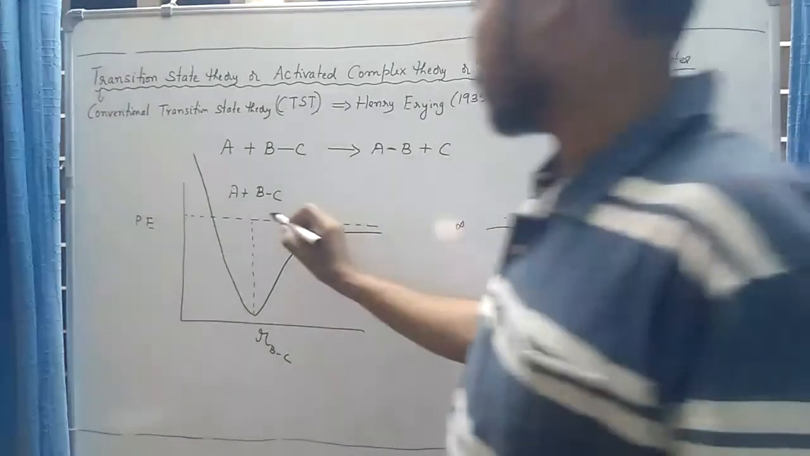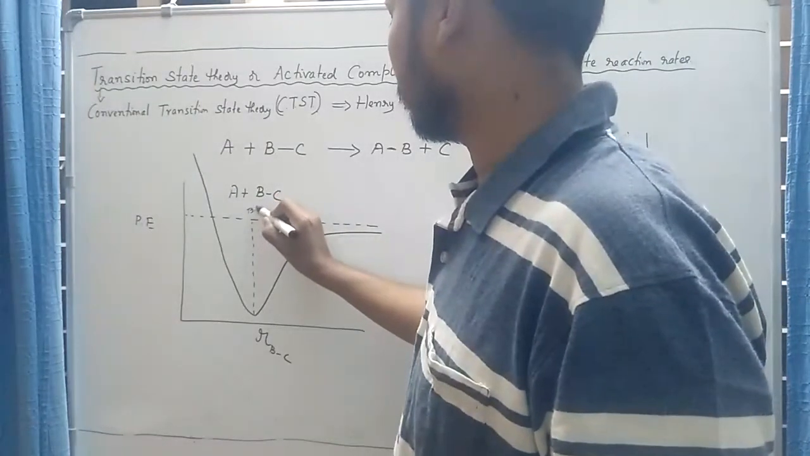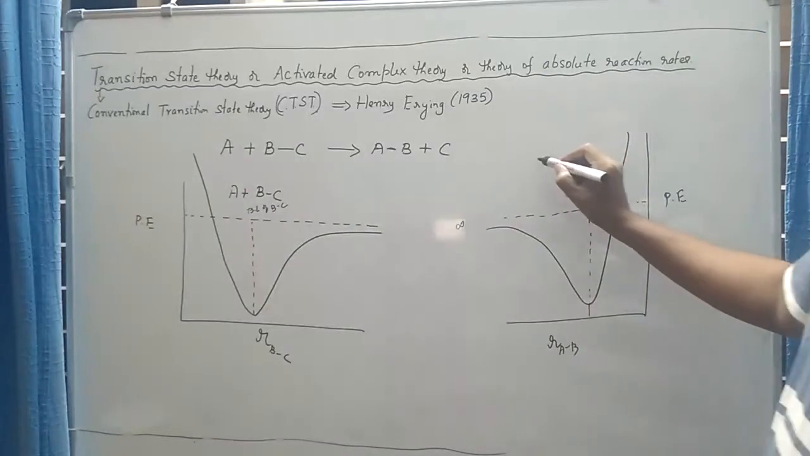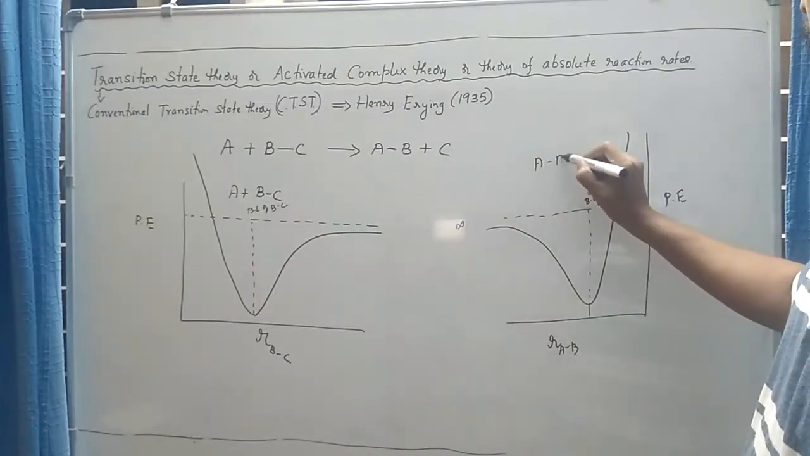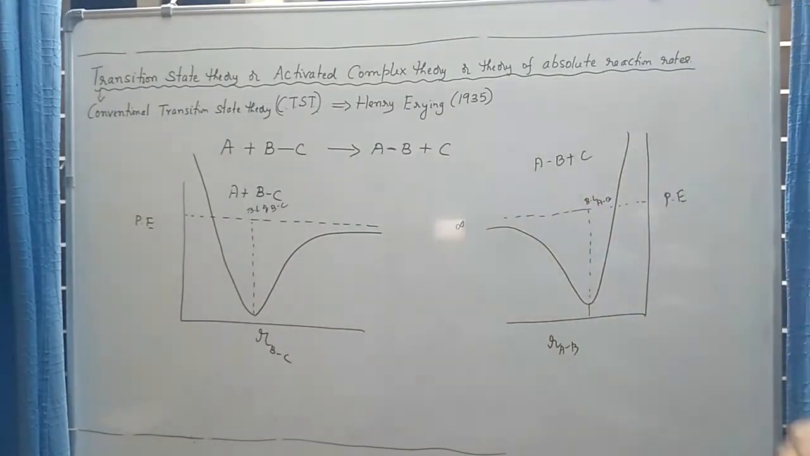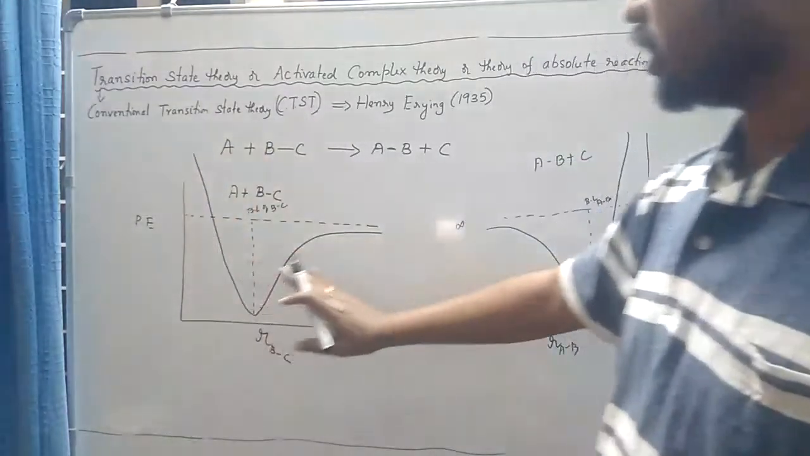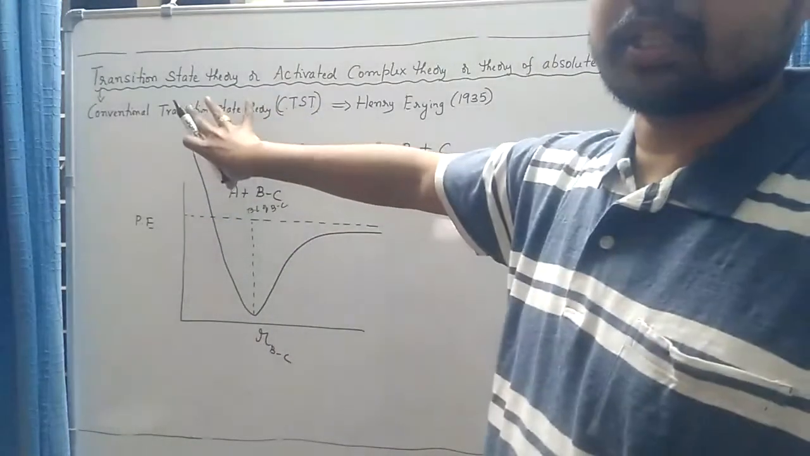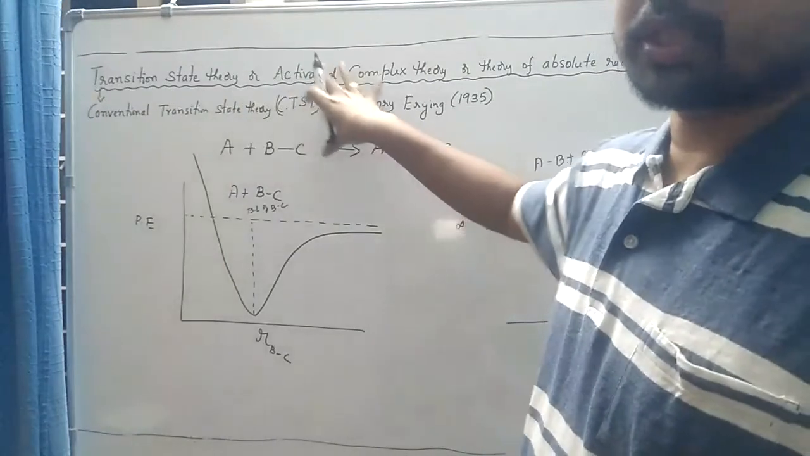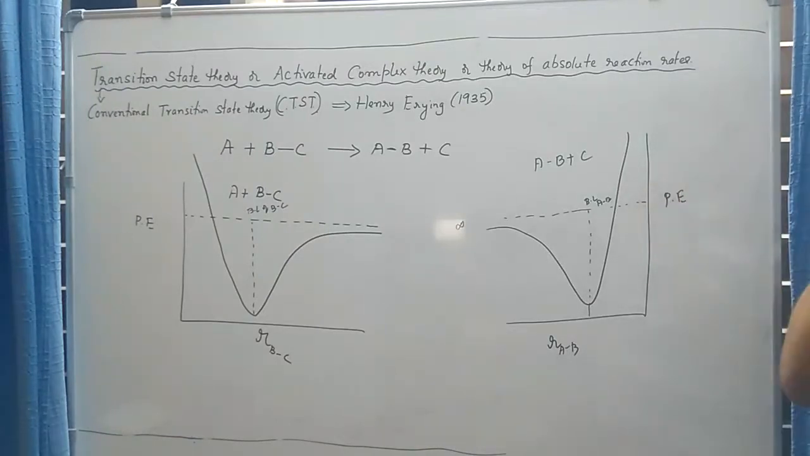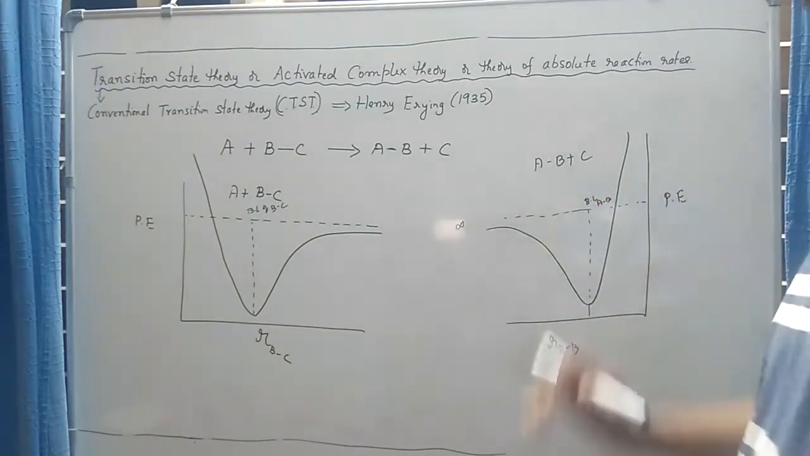This represents the bond length of BC. So this overall potential energy diagram is for this particular state, that is AB plus C. So this is how the potential energy diagram looks for the reactants of this particular chemical reaction, and this is how the potential energy diagram looks for the product side of the chemical reaction.